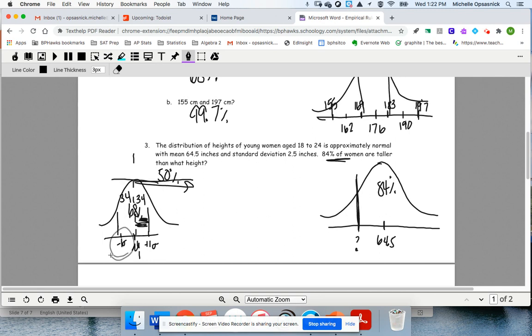So it's going to be 1 standard deviation below the mean. So then I just have to figure out that value. 1 standard deviation is 2.5. So if I take 2.5 away from 64.5, that'll put me at 62 inches.